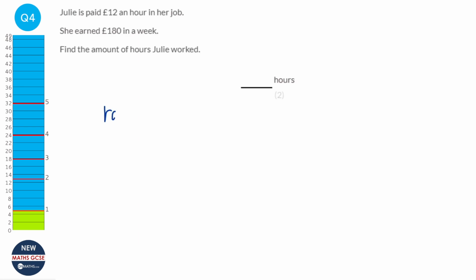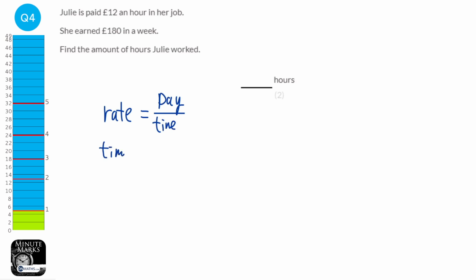Rate is always something over time. So in this question, we can work out the rate as being the pay, or the final pay, over time. Now we're asked what the time is, so we're just going to put the time on the left hand side, and we're just going to swap the rate and time over. So it would just be pay over rate.